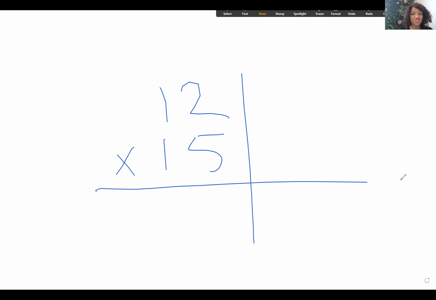So let's try another one with smaller numbers. Let's say I want to try with 12 and 15. So we're doing it, it's closer to 10 than it is to 100. So I'm going to use base 10. So how much higher is 12 in relation to 10?